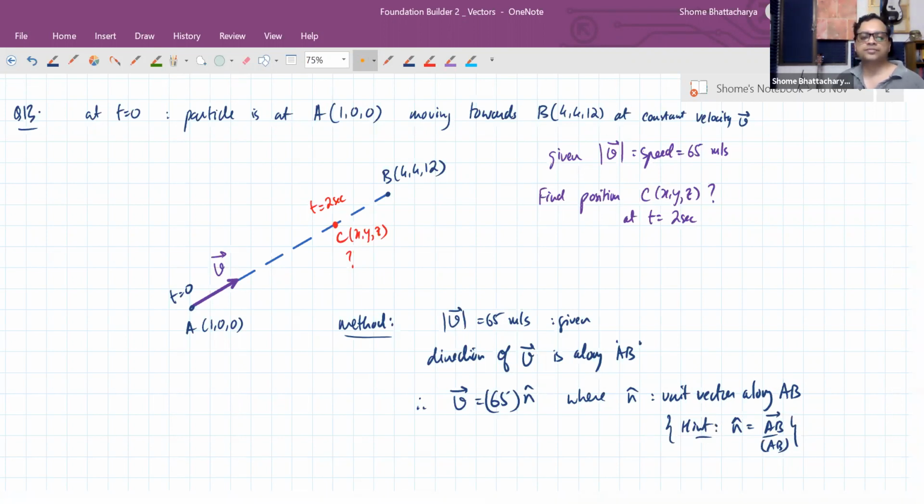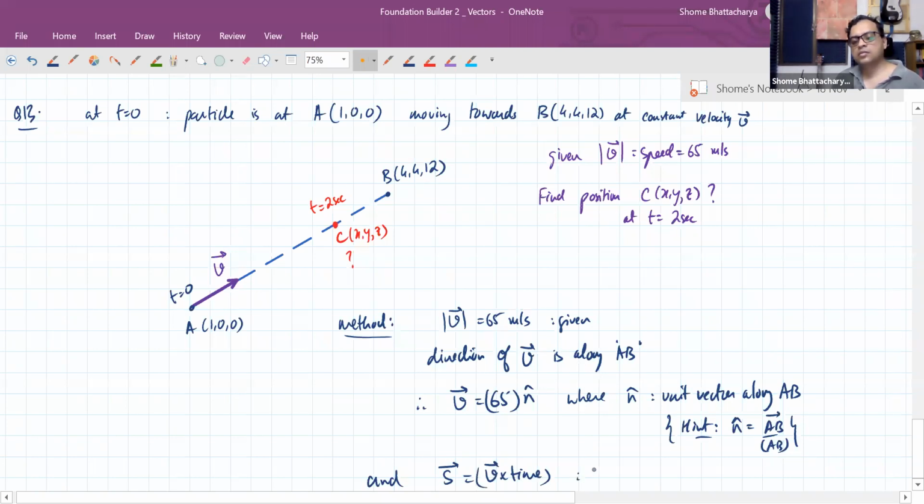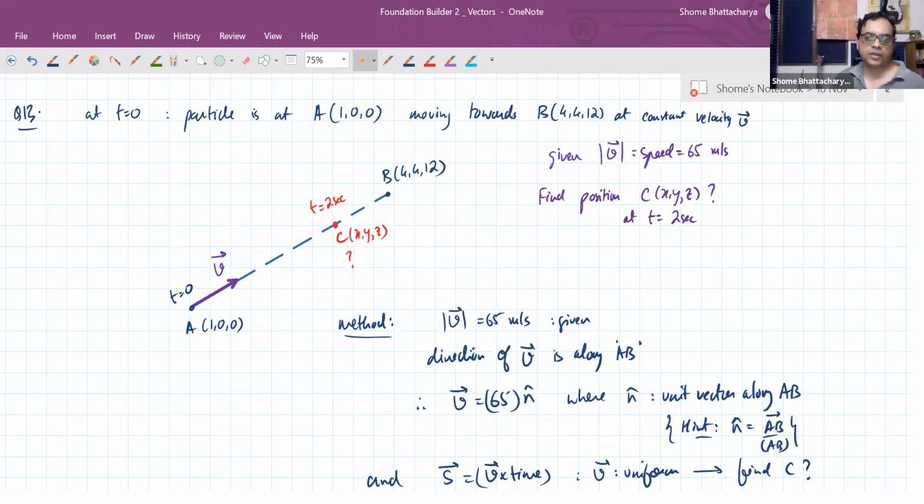Use this as a hint, okay, and then displacement is velocity multiplied by time, because velocity is uniform. So use this to find C, the coordinates of the point. So just try to apply the steps that I've given in this question and work it out from this.